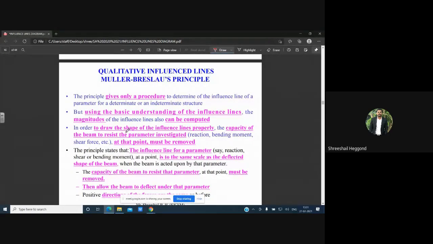The principle says that at a point is to the same scale as the deflection shape of the beam. When the beam is acted upon by the particular parameters, if you are drawing the beams to scale, then deflection can be measured by our diagrams only. The capacity of the beam to resist the parameters at that point must be removed, and then the beam is allowed to deflect under the particular parameters.